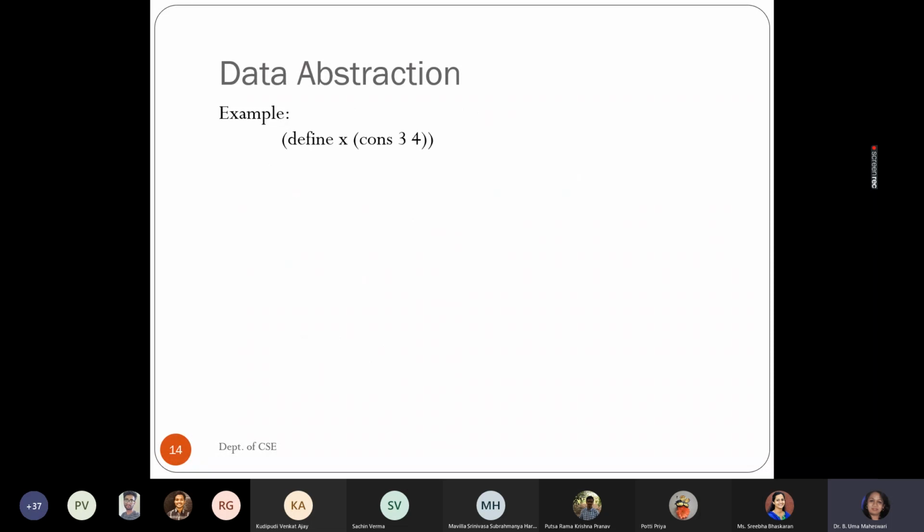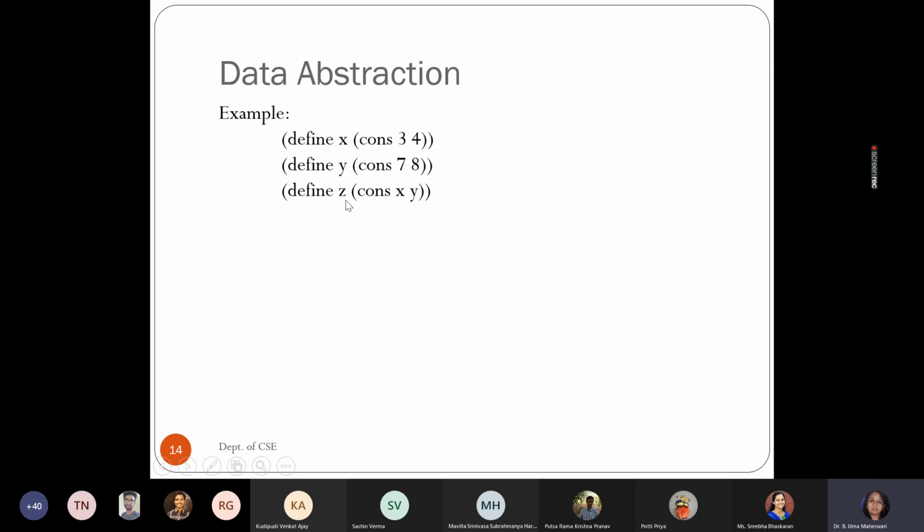Let's take an example of how to construct rational numbers. Consider x and y. x is 3 by 4 and y is 7 by 8. In Lisp, how should I do it? Define x as cons of 3, 4. Define y as cons of 7, 8. Now I have two pairs. These two have to be elements of another pair z. So I define z as cons of x and y, where x is the first pair and y is the second pair.